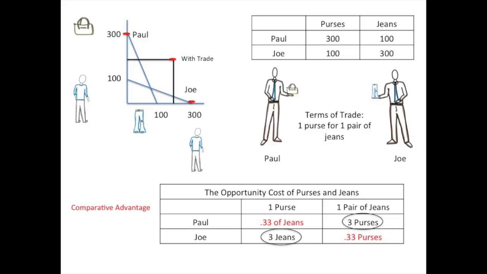Let's look closer. If Paul, who is making purses, wants to make a pair of jeans, he would have to give up 3 purses. With trade, he only has to give up 1 purse. If Joe, who is producing jeans, wants to make a purse, he would have to give up 3 jeans. Now with trade, he only has to give up 1. Specialization leads to greater productivity.